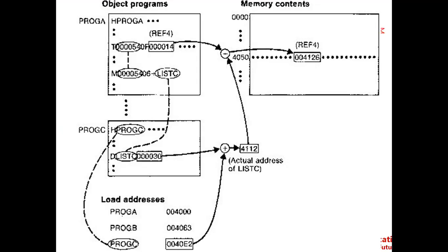Now to get the actual address of LISTC, the program C load address will be added to the relative address from the define record. The define record has the symbol name and relative address. So the relative address for the symbol LISTC is 000030, and we add the 0030 with 40E2, which is nothing but the load address of program C. When you add these two, we get 4112. That is the actual address of LISTC. Now we know the value of LISTC.